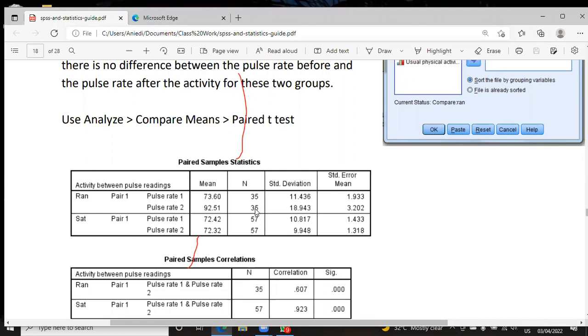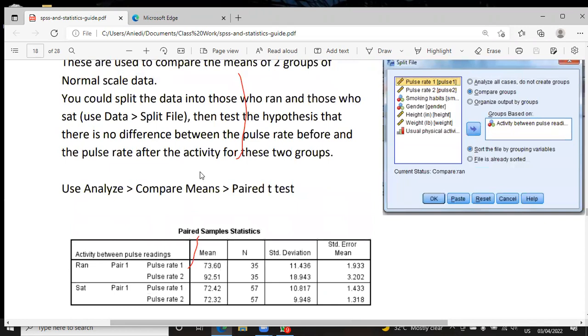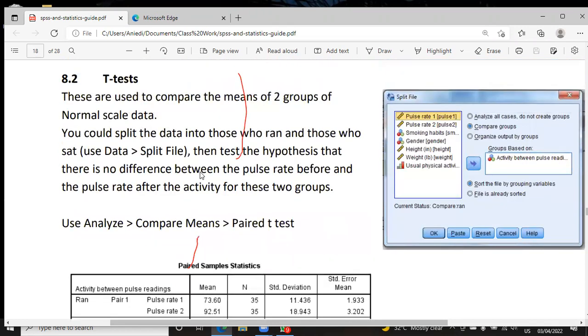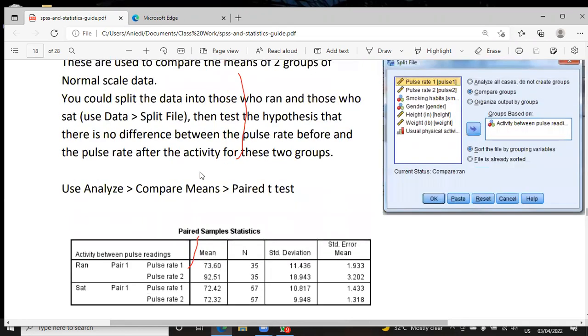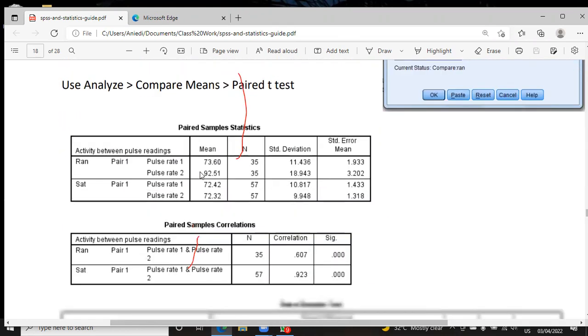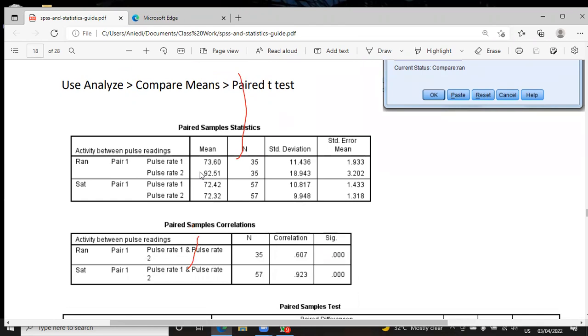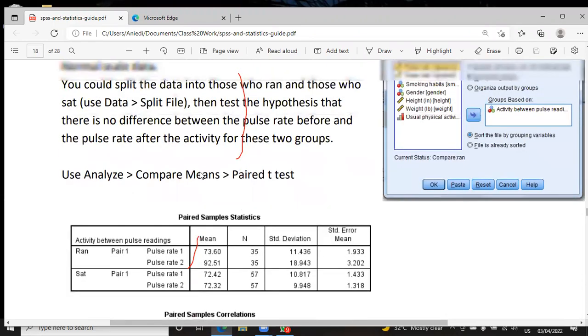Hello? Hello, sir. Sir, I'm back. I can hear you. I said, do you understand why the paired t-test is used here? Sorry, sir. I was lost. I wasn't hearing you for about 5 minutes. I had to leave and join again. I'm sorry. Okay. All right.